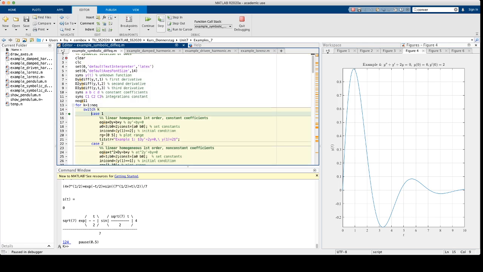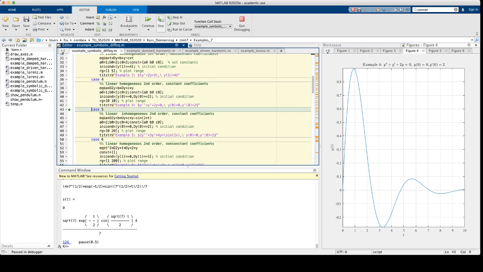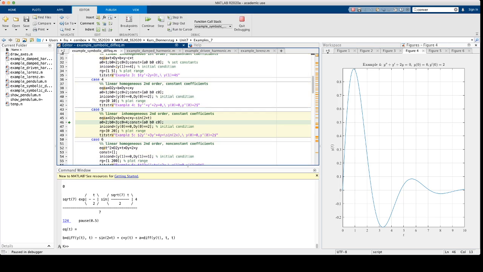The next example is a linear inhomogeneous second order equation with constant coefficients. This is the equation of a driven harmonic oscillator with damping, and the driving force has the shape of a sine curve. Again, we have 3 coefficients, 2 initial conditions.